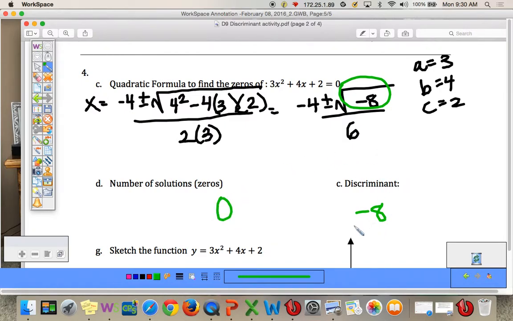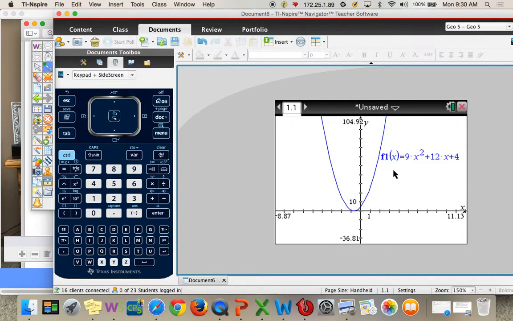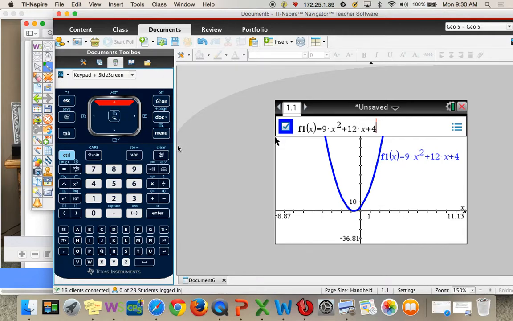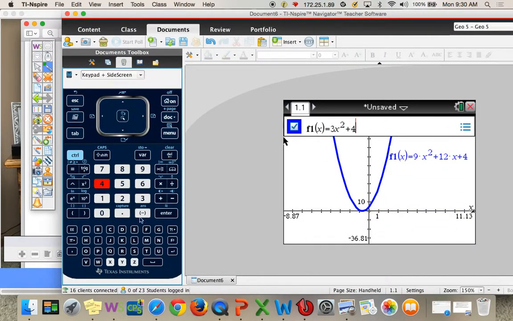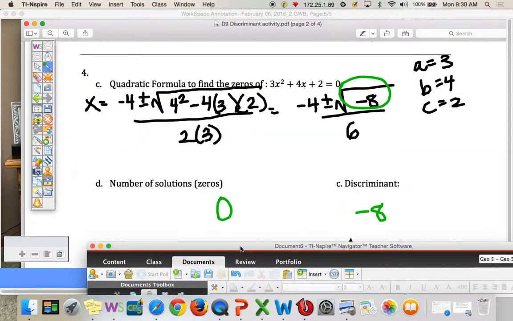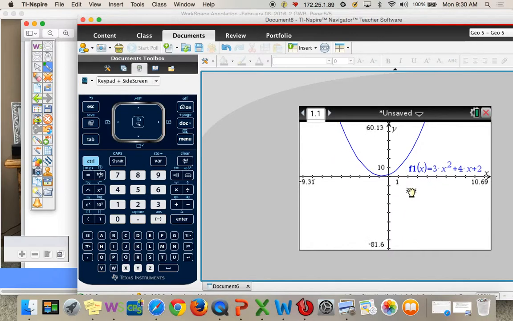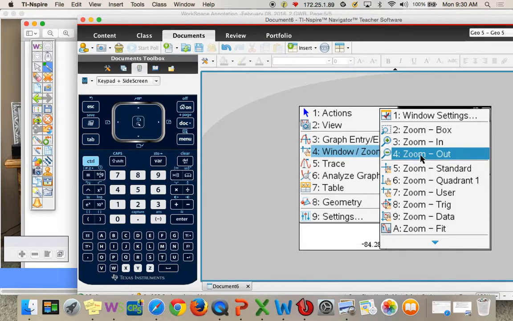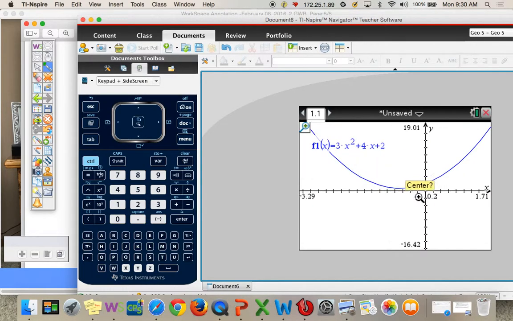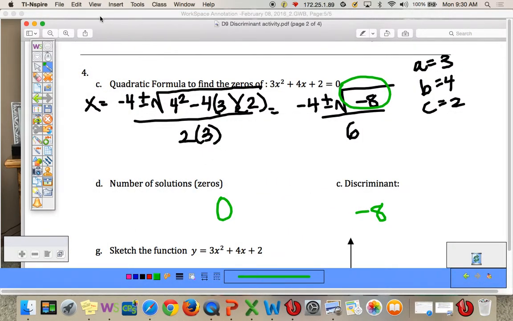The discriminant is -8. Let's see what the function looks like. If we were to try to graph this, it shouldn't cross our x-axis. That's what no zeros mean, so let's type it in. 3x squared plus 4x plus 2. And you can see if we zoom in, we can see that it doesn't really cross right here, so there's no zeros. You're going to try this a few more times.